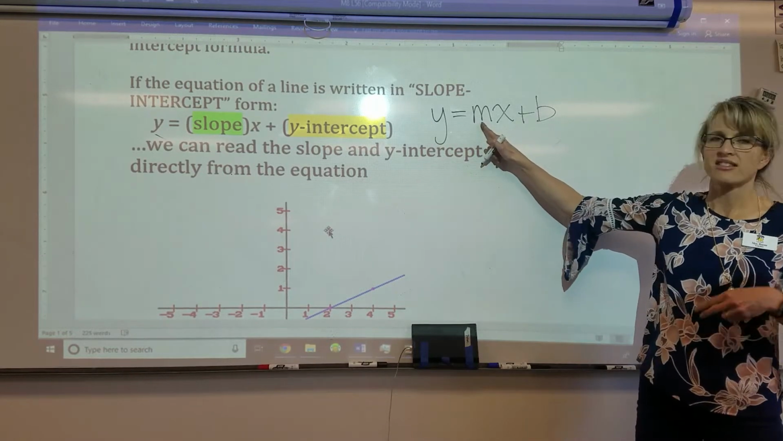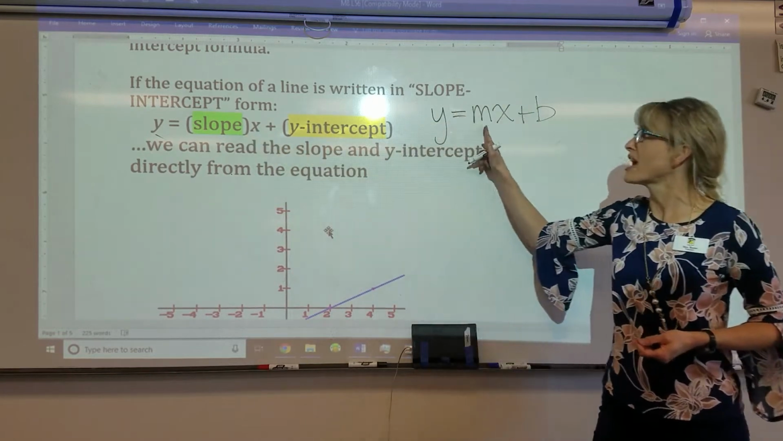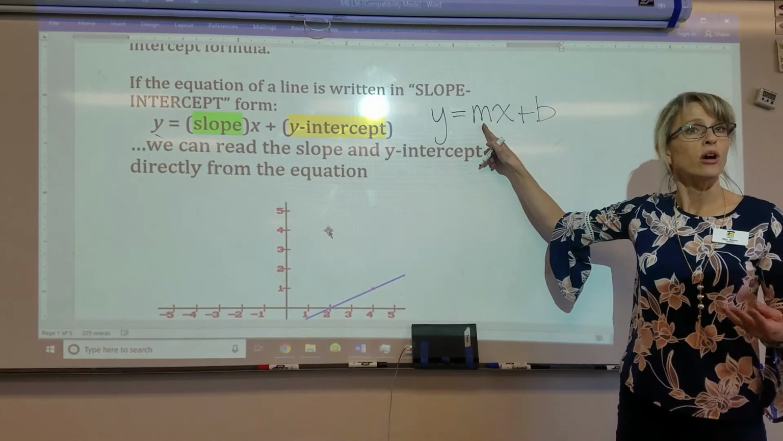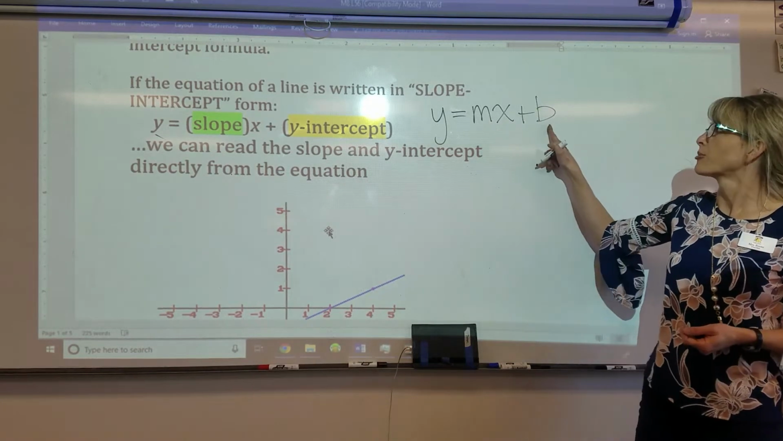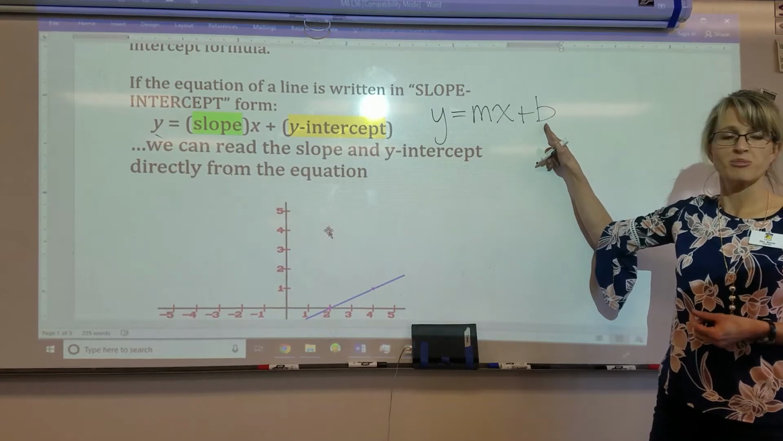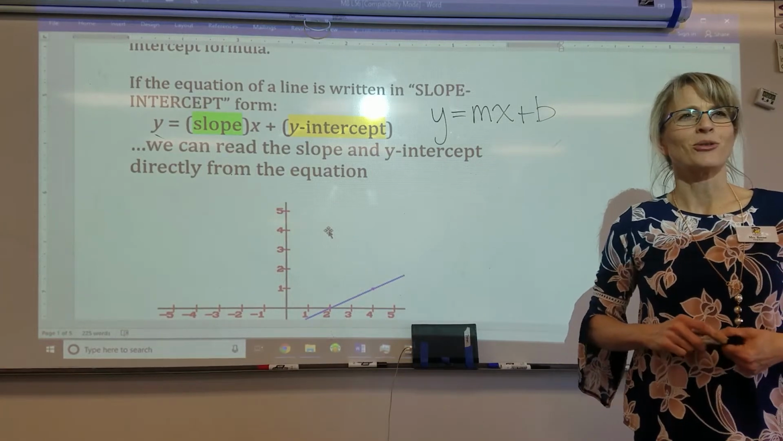Now the m is like a placeholder, or a variable. It stands for the slope. We use m for slope. So if it's a 2/3 in front of the x, then we would know our slope is 2/3. Our b is a variable. It stands for y-intercept. What does b stand for? Get ready? Y-intercept.